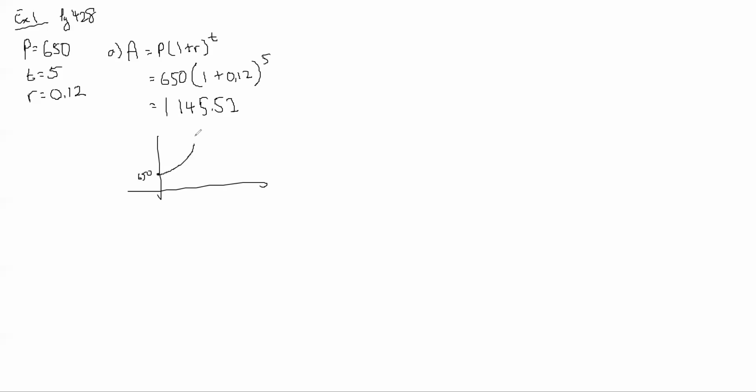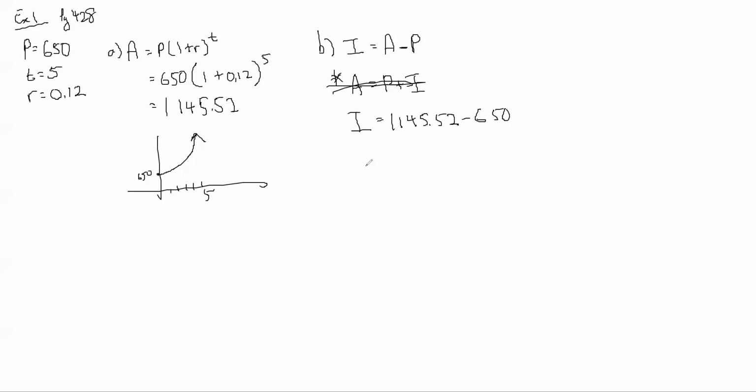$650, he waited 5 years, it's getting really high. 1, 2, 3, 4, 5 years. Okay, we don't want that. How much interest will Gaston have to pay? Well, the interest would be the total amount subtracted by principal, because if you think about it, in simple interest, you already learned that principal plus interest is total amount. So interest is equal to the total amount subtracted by how much I initially have to pay.